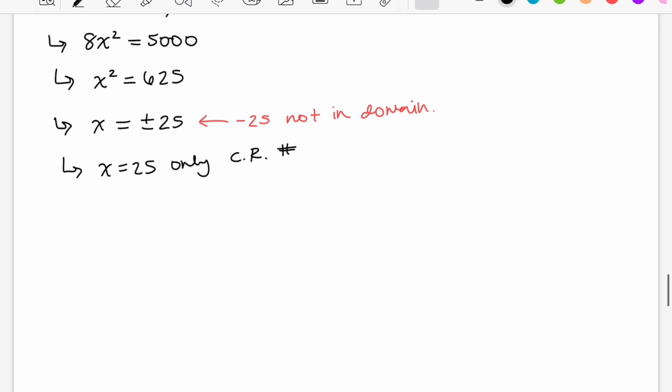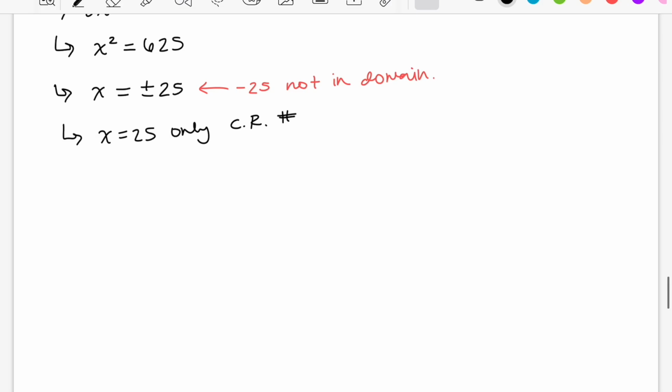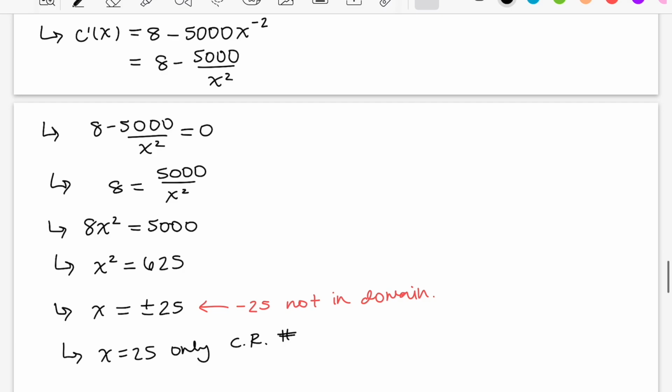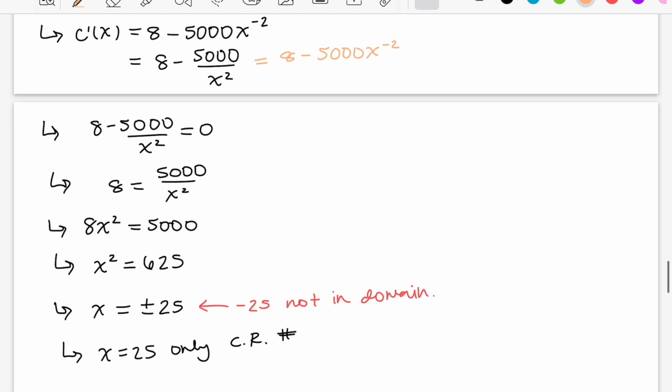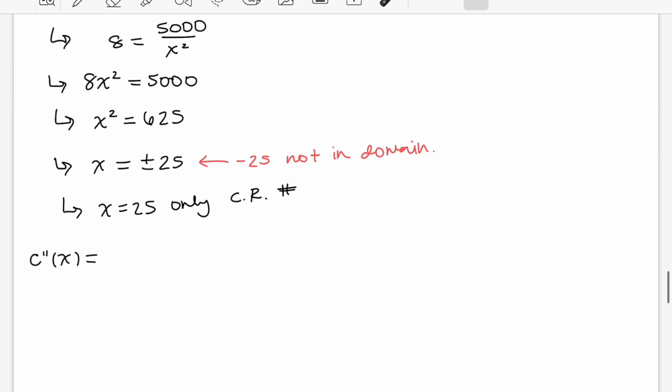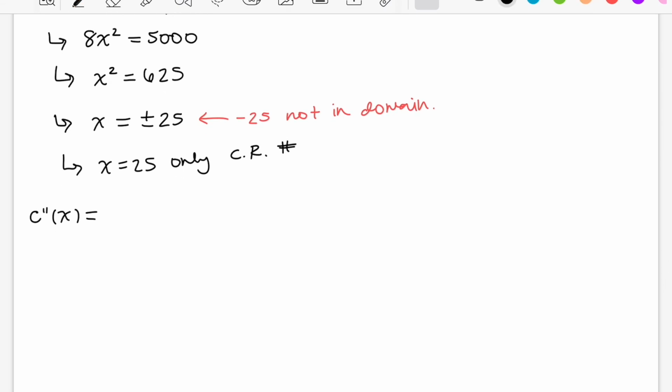So like I said, we're going to want to use the second derivative to determine the behavior of our function at this critical number. So we'll take the second derivative. We can do so rewriting our derivative as this here. So again, it's just a little bit easier to take the derivative using power rule. So this negative 2 is going to come down in front, so we'll get positive 10,000 times x to the minus 2 minus 1, so x to the minus 3. So we get positive 10,000 times x to the minus 3.